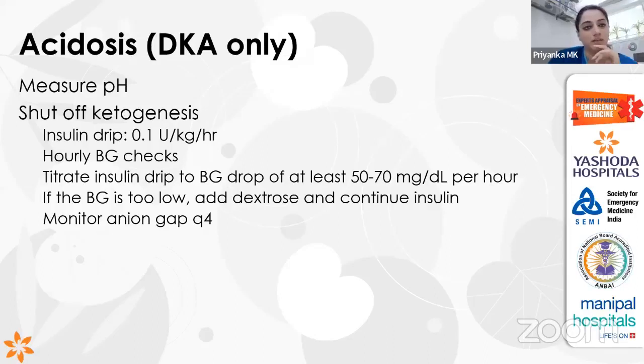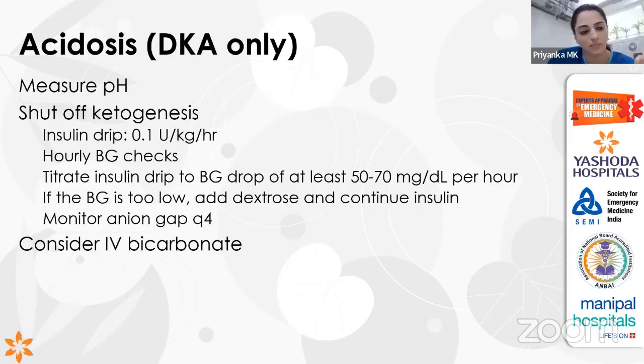Monitor the anion gap every 4 hours, which means have serial ABGs which are done every 4 hours. Consider IV bicarbonate only if the pH is less than 7 or the bicarb is less than 10.